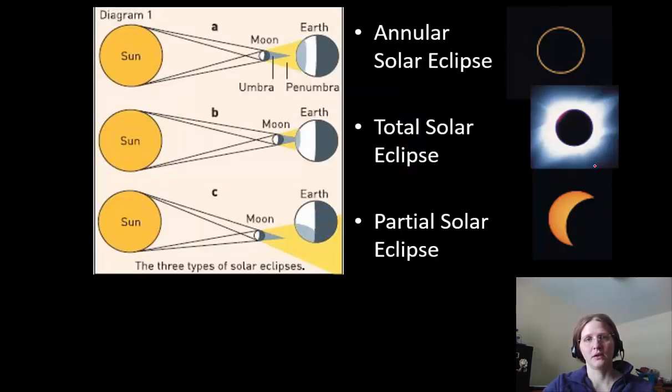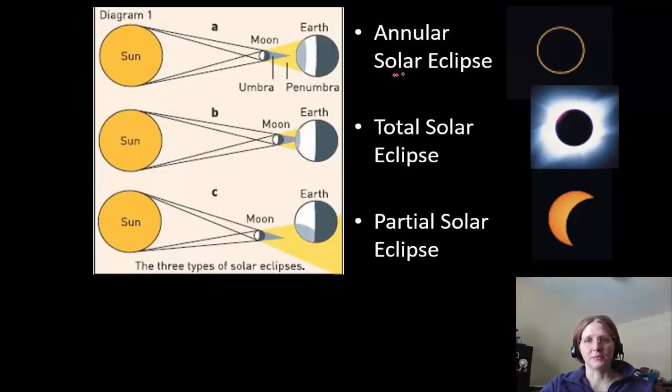There's 3 different types of solar eclipses you can get, just depending on how everything lines up. You can get the annular solar eclipse, the total solar eclipse, and the partial solar eclipse. In my life, I've only ever seen partial solar eclipses. I'm looking forward to the total solar eclipse that's supposed to be happening in the Midwest in 2017.